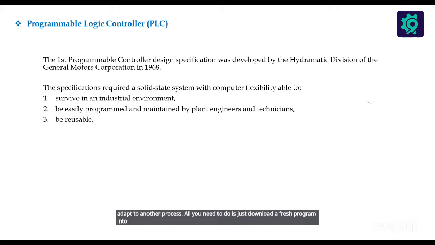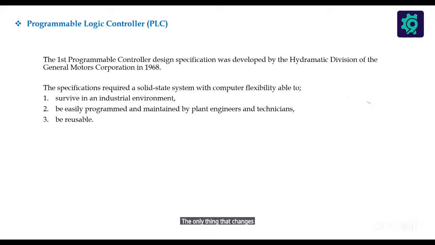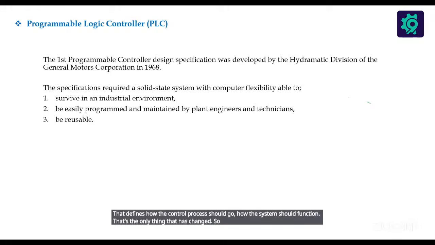So your process has changed, fine. But the controlling platform behind it, nothing has changed. The only thing that changes is the software, the instruction that defines how the control process should go, how the system should function. So you just rewrite your program, then re-download it. So the PLC is reusable.